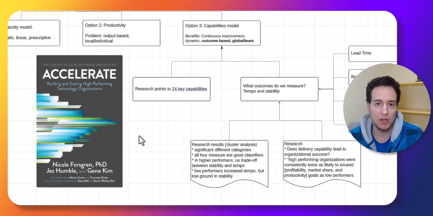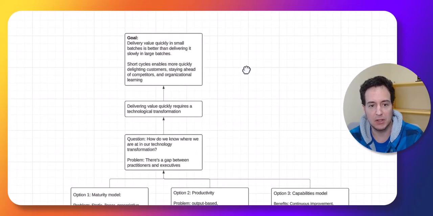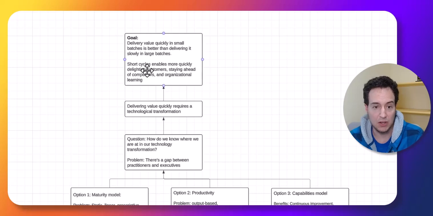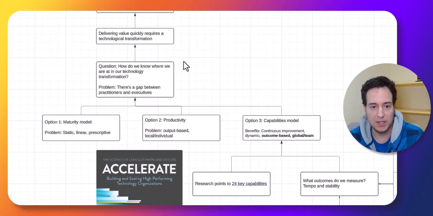Hello, in this video we're going to take a look at Accelerate Chapter 2. In the first video we took a look at Chapter 1 and we talked about the need for businesses to be able to deliver value quickly in small batches so that they can quickly delight customers, stay ahead of competitors, and engage in organizational learning.